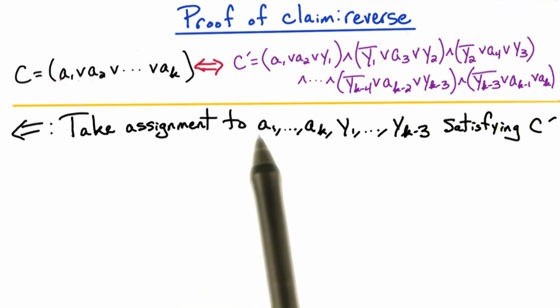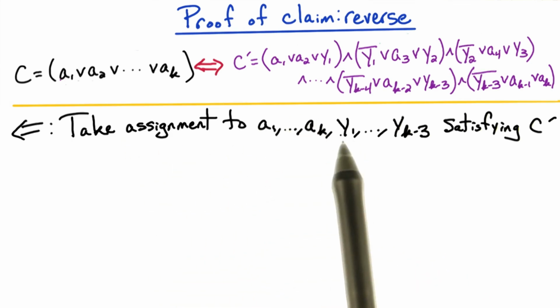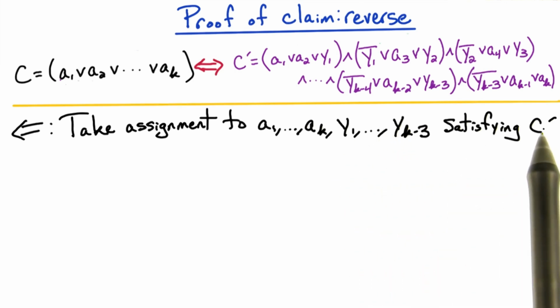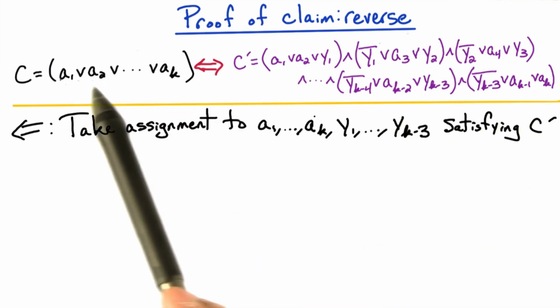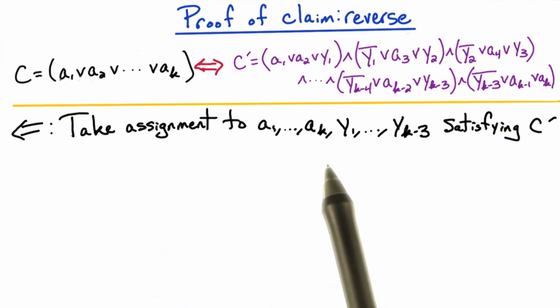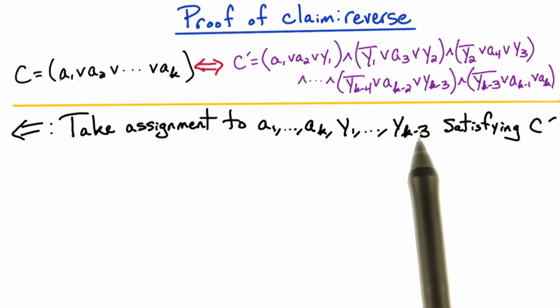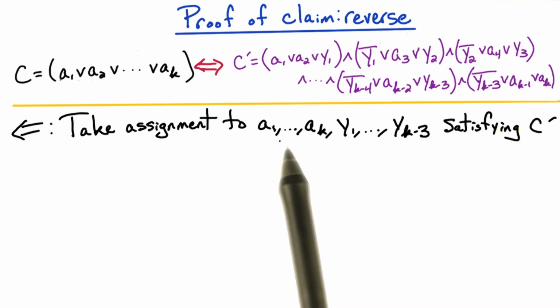So let's take an assignment to these original K literals and these auxiliary K minus 3 variables, which satisfy C prime, and let's prove that there's a satisfying assignment for C. What we'll do is we'll just ignore these auxiliary variables, and we'll prove that these settings for these original K literals satisfies the original clause.